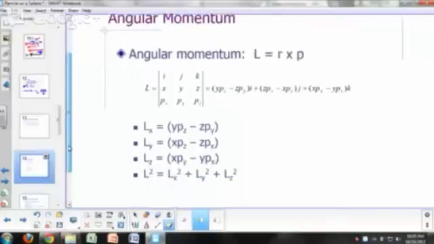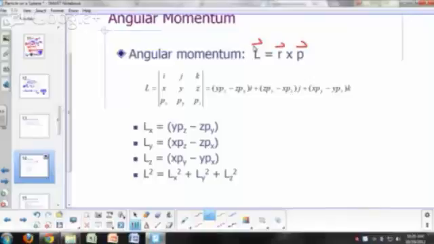Let's go back to angular momentum. Let's look at the angular momentum of this particle. The definition of the angular momentum is that the vector is a cross product of the radius vector and the linear momentum vector. We talked about this earlier when we did the particle in a sphere. So the components of your angular momentum are y p_z minus z p_y.